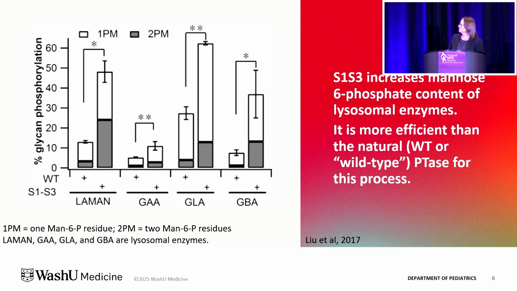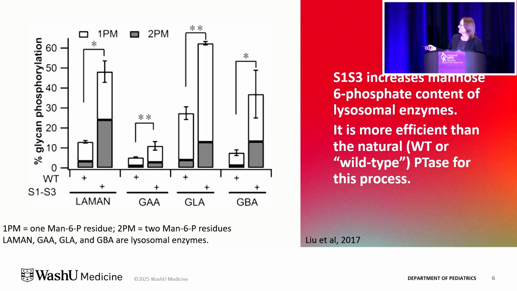So the first thing that Stuart Kornfeld's laboratory did was look at this S1, S3 versus the normal or wild type PTAs when you put them together with lysosomal enzymes, to see how much mannose-6-phosphate you get with the regular PTAs versus the S1, S3 phosphotransferase version of the PTAs. This experiment used a percent of glycan phosphorylation to demonstrate the amount of mannose-6-phosphate on the enzymes.